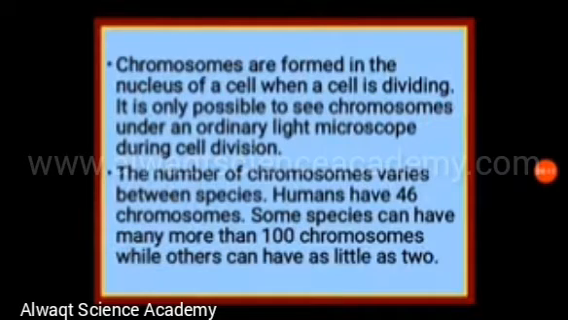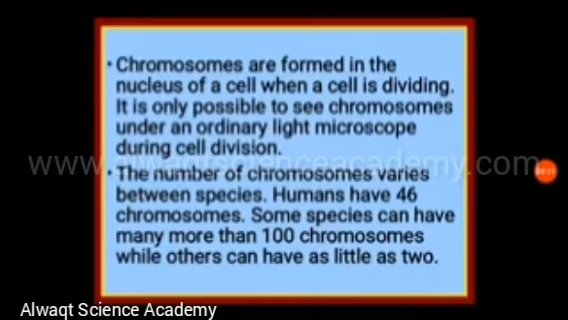Chromosomes can only be seen when a cell is dividing. We only see chromosomes as a structure of a cell or as a component of cells during cell division. They are only formed when cells are about to divide.